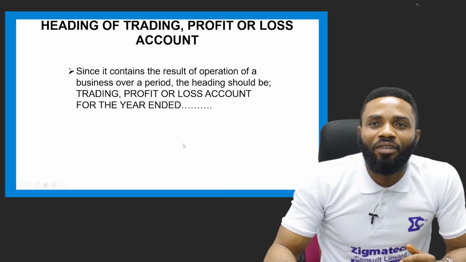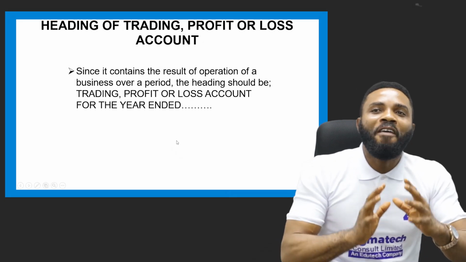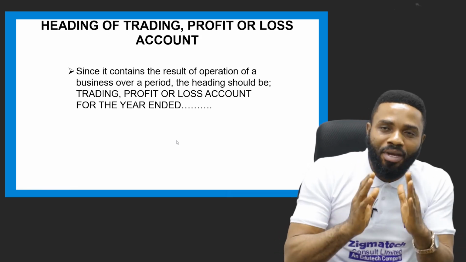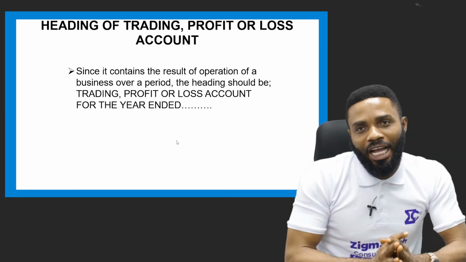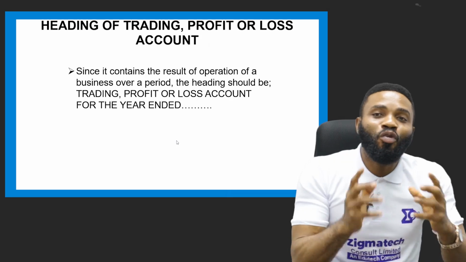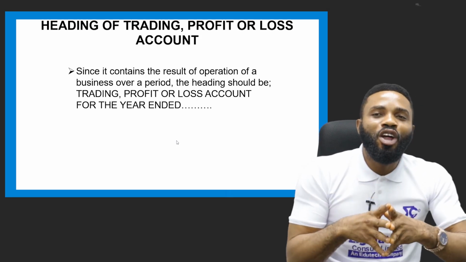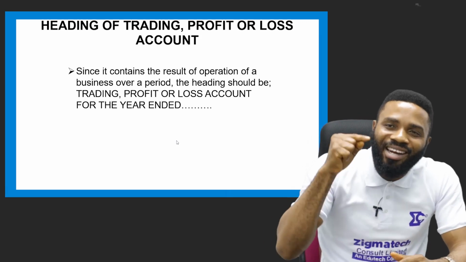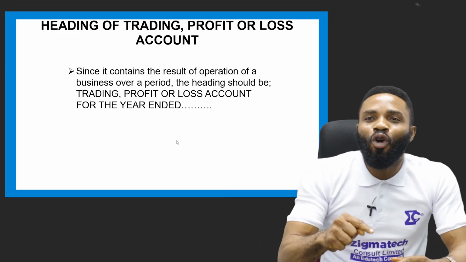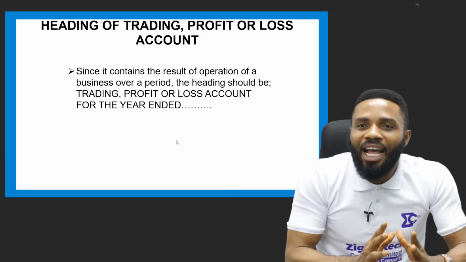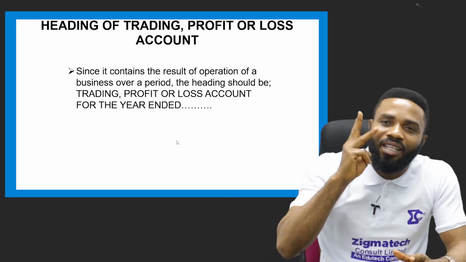All right, having said all of that, let's look at something I call very important, or the fundamental of profit or loss account. It is the heading. This is where students usually find it very difficult. Some students will be in a hurry to prepare the account without adequate attention to what we call the heading of the account. The heading of the account must contain three things.